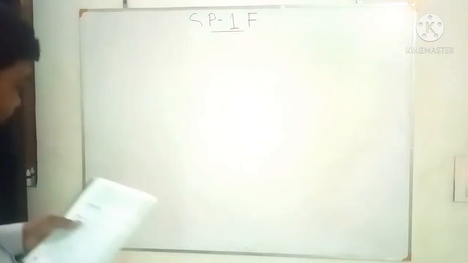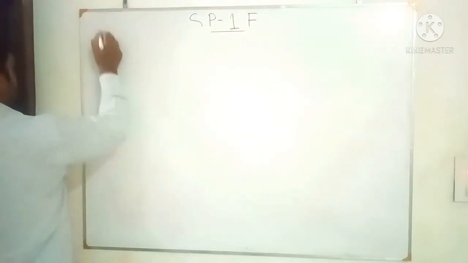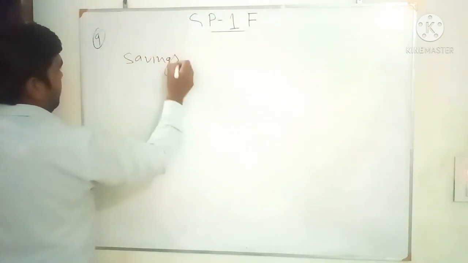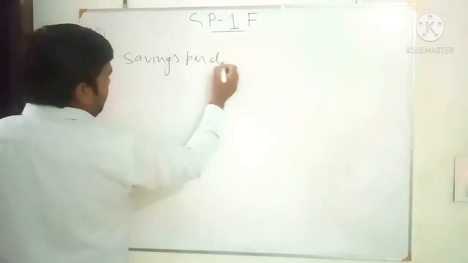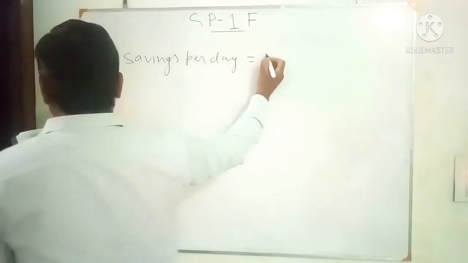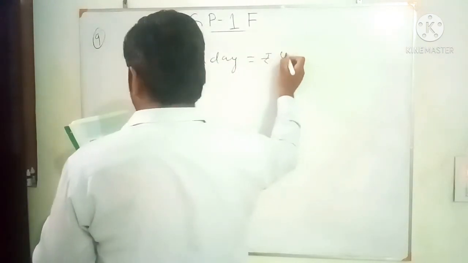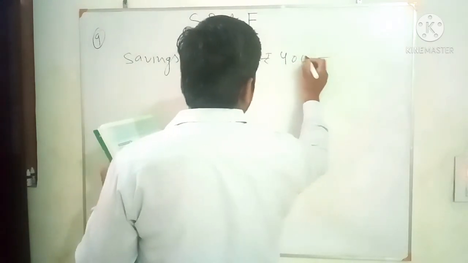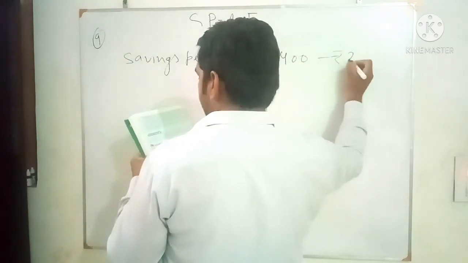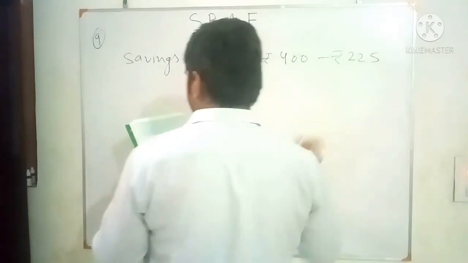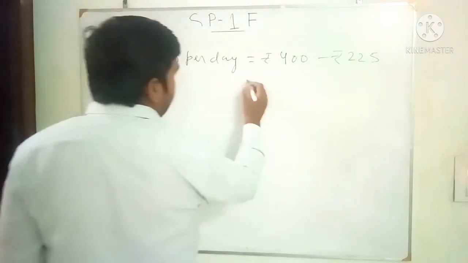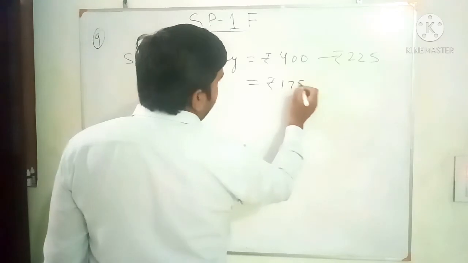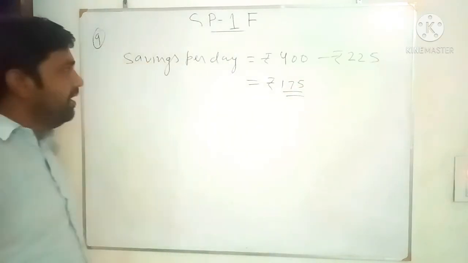Now see, first you calculate savings per day. Savings per day is equals to rupees 400, that is the income, minus rupees 225. Okay. So the saving will be, when you subtract, 175. 175 is the saving per day.